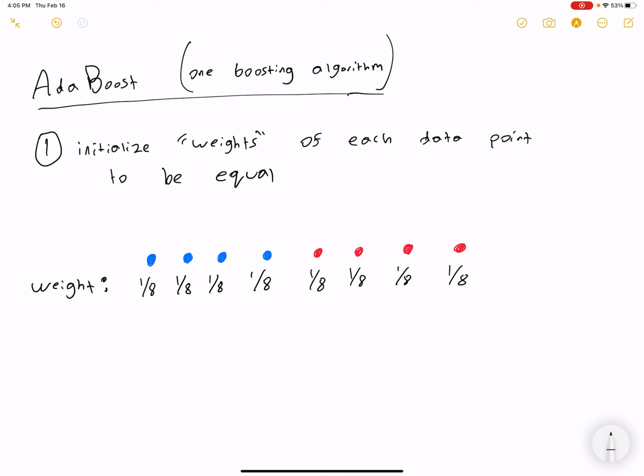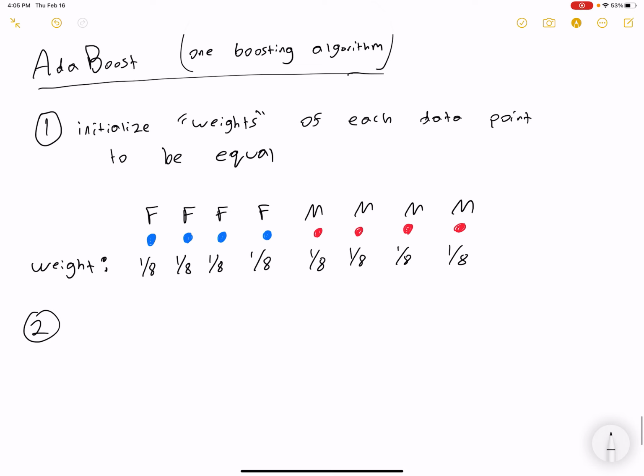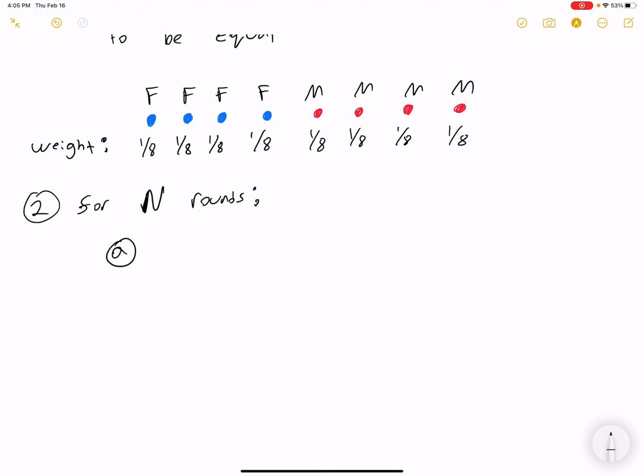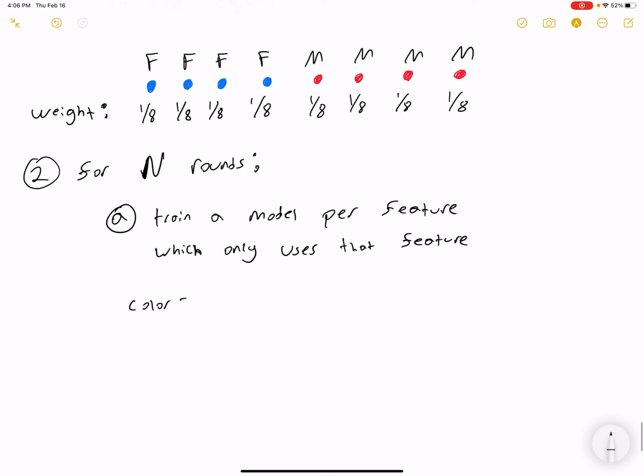And let's say we're predicting gender, or possible genders that could be predicted. And so we initialize all the weights. And then for some number of rounds, so this is the iterative part, first thing we do is train a model per feature, which only uses that feature. Very important point, which only uses that feature. So for example, you might have, is the hair color, for example, brown, yes or no?